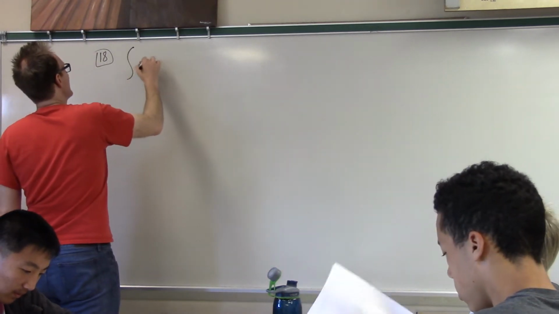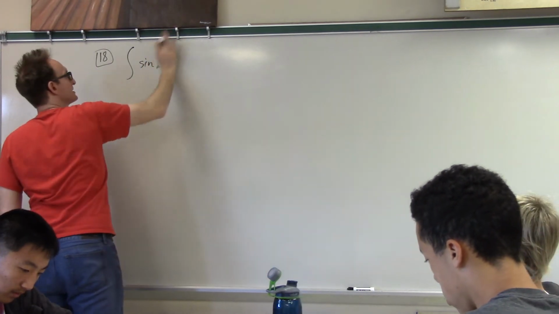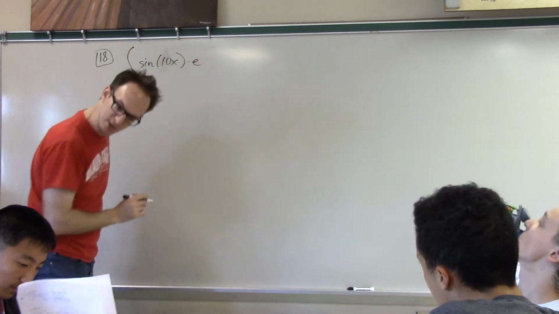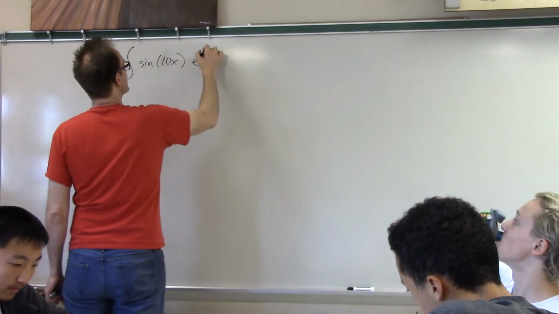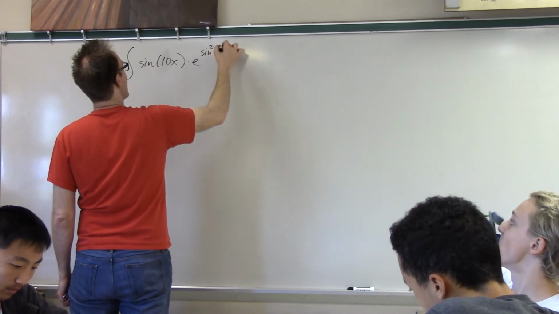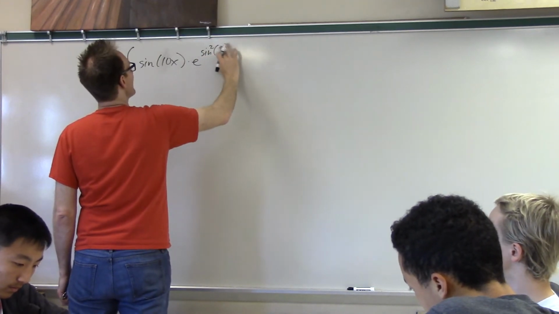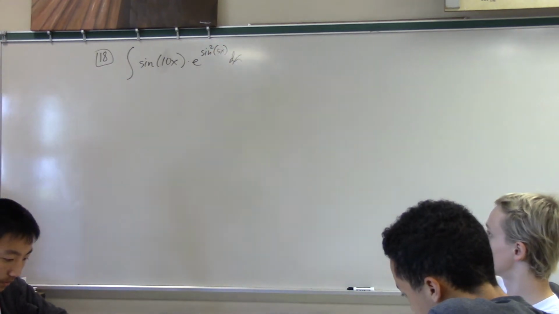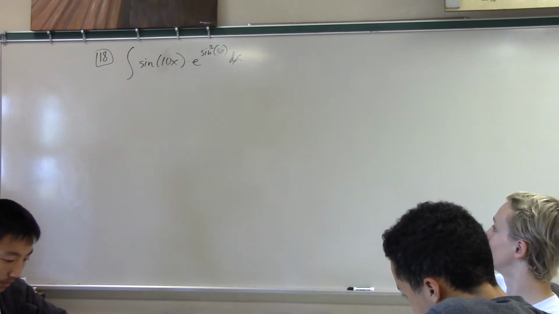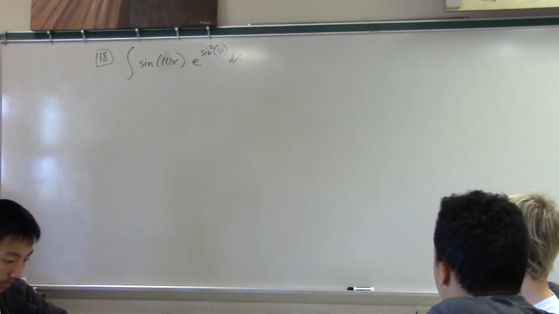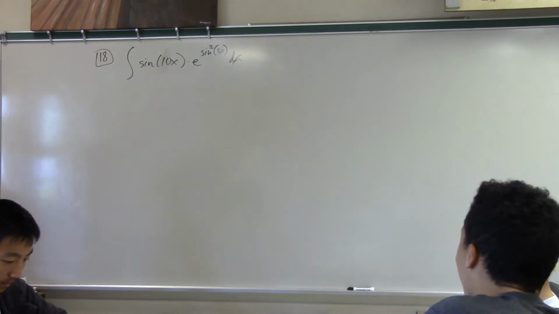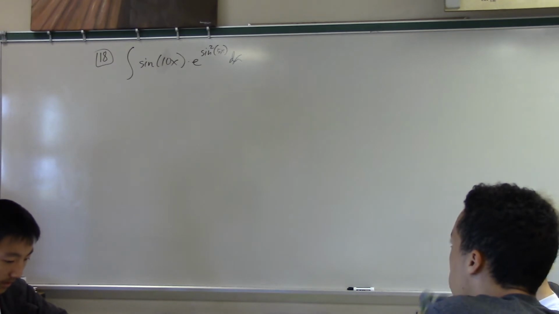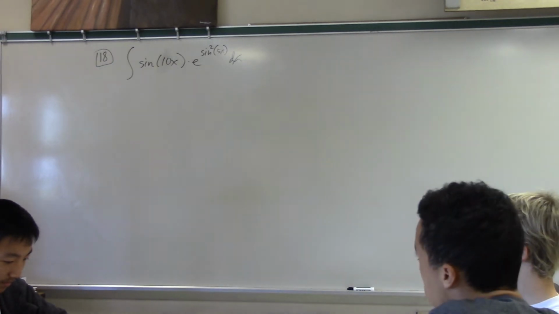All right, antiderivative of sine 10x times e to the sine squared 5x. I understood last time. Yes. All right, how should we do this? When you look at this, what's the first thing you notice? Does it look like some chain rule happens here? Yes, maybe, not obviously, but yeah.